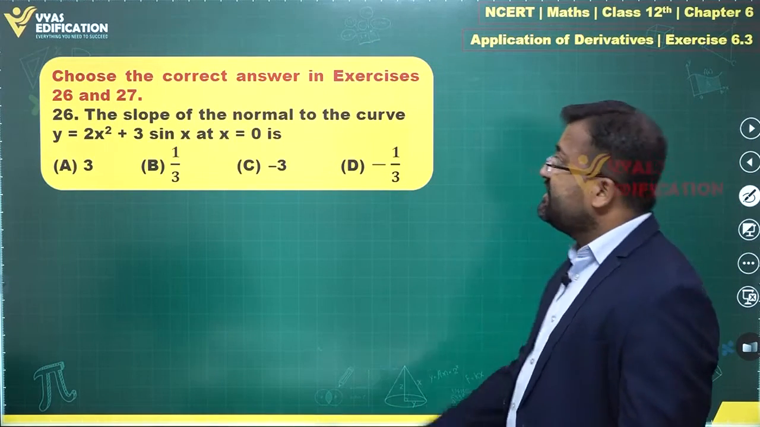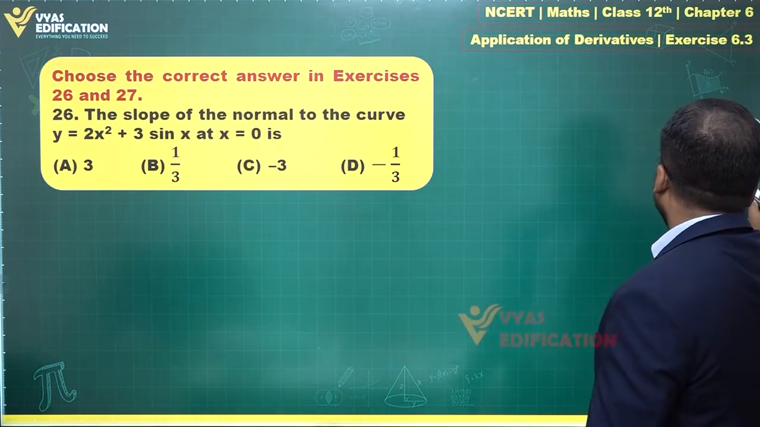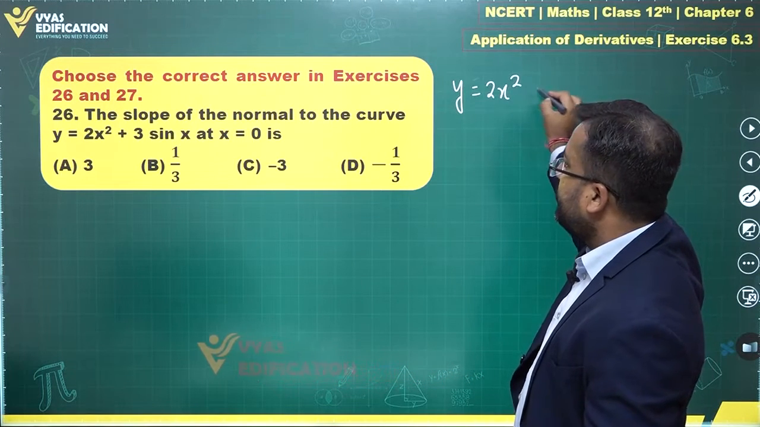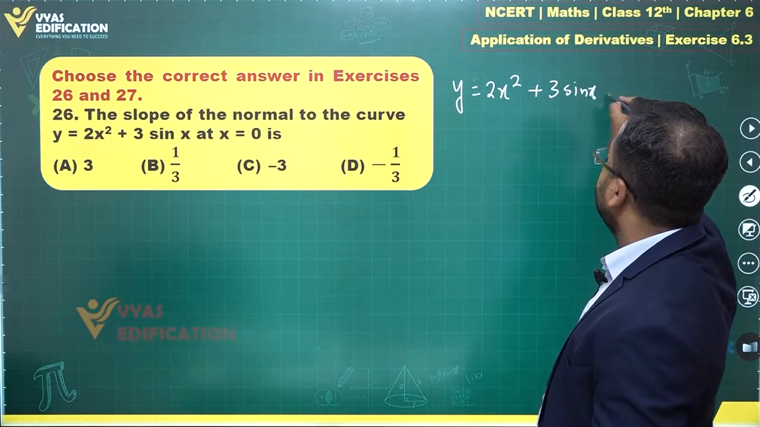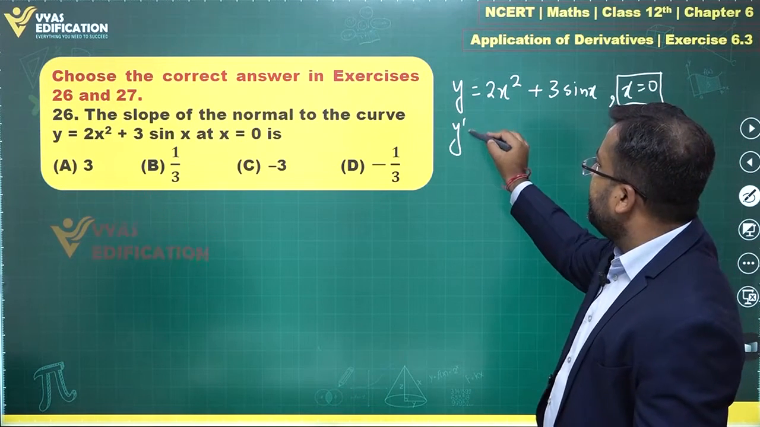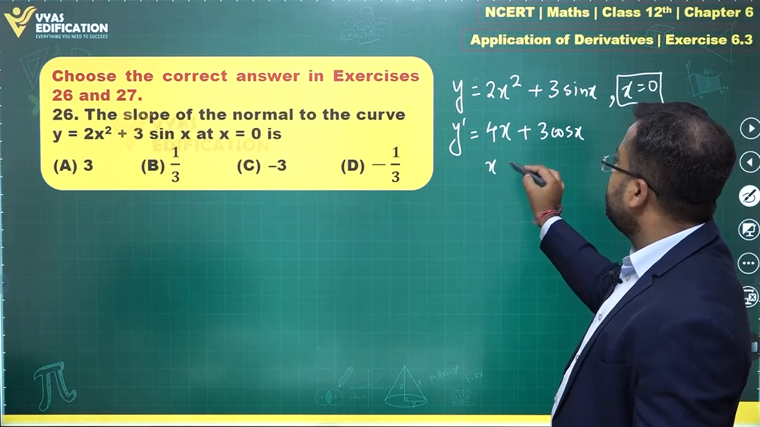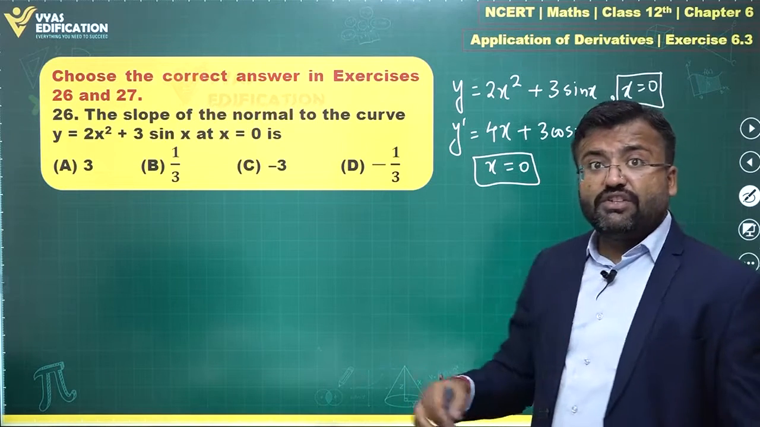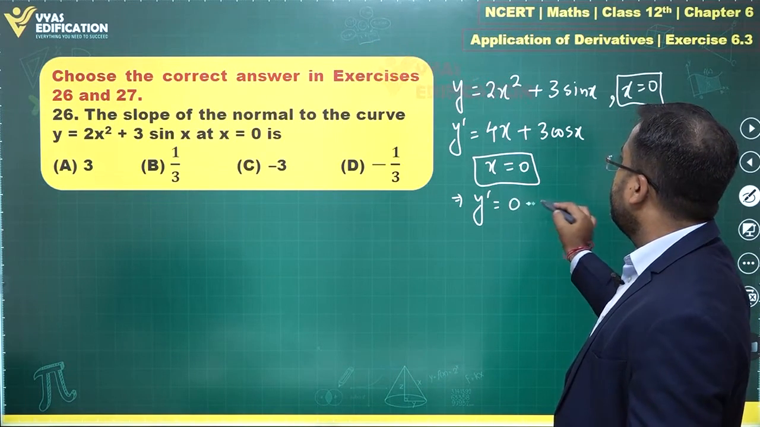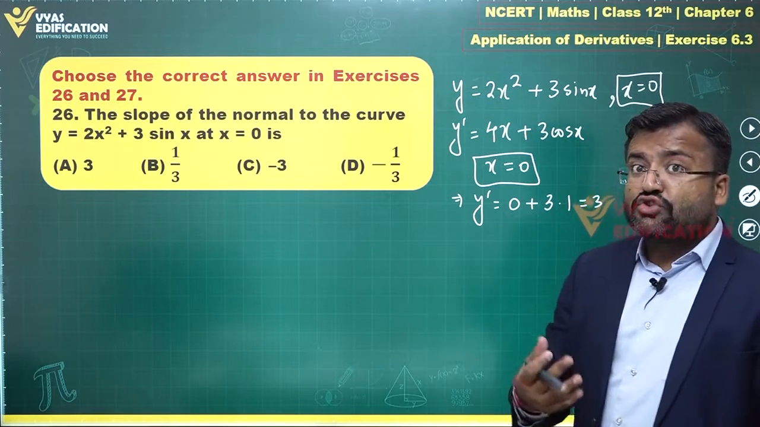Question number 26 says, the slope of the normal to the curve this at x equal to 0. Okay, we are interested in the slope of normal for y equals 2x square plus 3 sine x at x equal to 0. We are interested in this point. So let's find the derivative first. This is 4x plus 3 cos x. Putting x equal to 0 will get the derivative which will tell us the slope of tangent. What is that? Y prime will be equal to 0 plus 3 times cos 0, which is 1. This is 3. This is the slope of tangent.